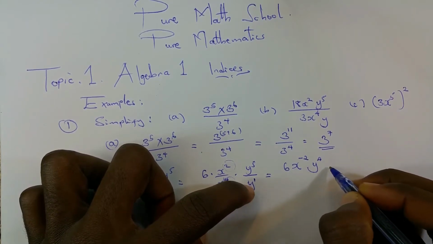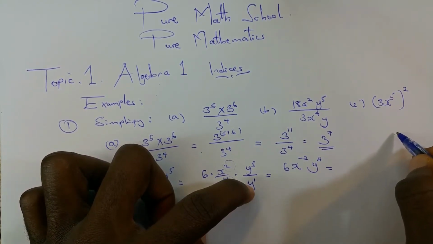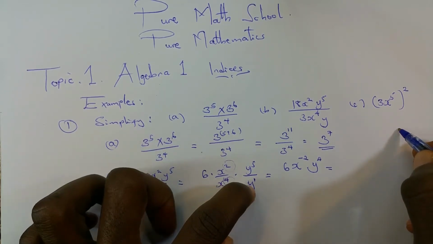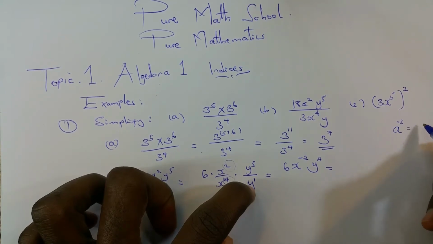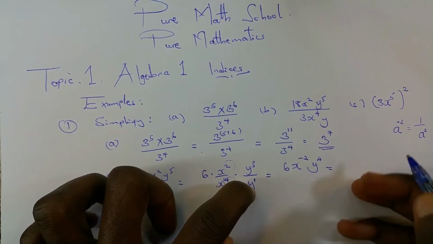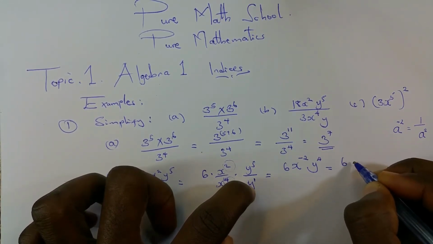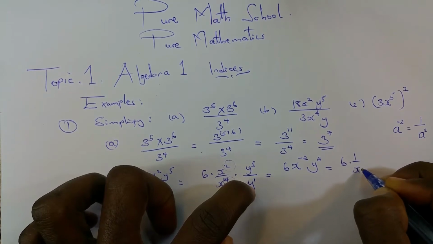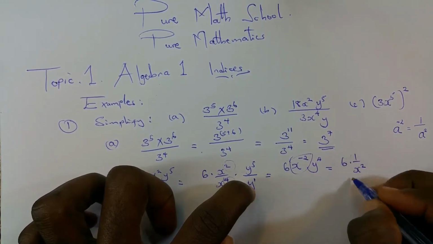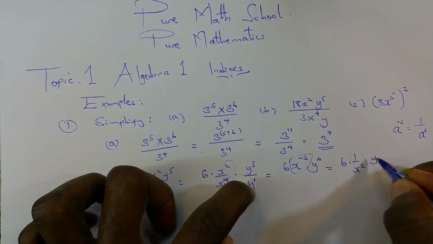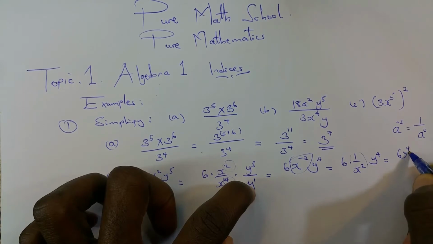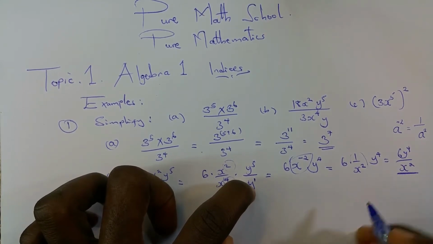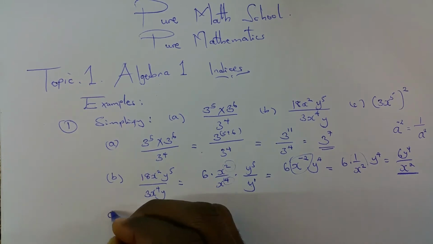What does it mean? We have yet another property. We looked at in the properties that if you have a number raised to a negative power, it's simply writing the reciprocal of that number with a positive power. So for that, in the same case, we're going to have 6 times 1 out of x squared for this x power negative 2, then times y to the power 4. So what does it imply? We're going to have 6y to the power 4 out of x squared. That's our final result. We go to the next one.